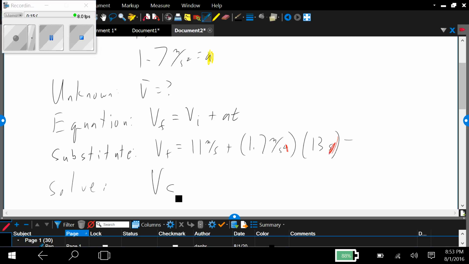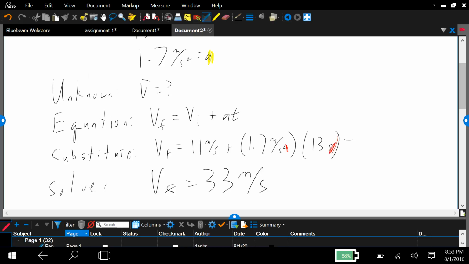As we finish solving this problem, I got 33 meters per second as the final velocity. When I compare that with the initial velocity of 11, you can probably see what our average velocity is going to be.